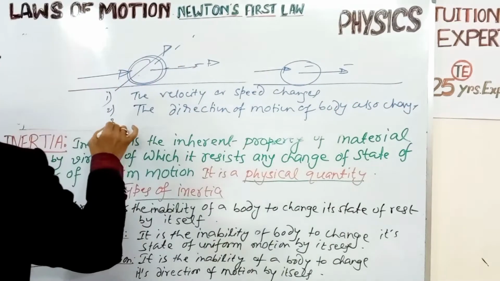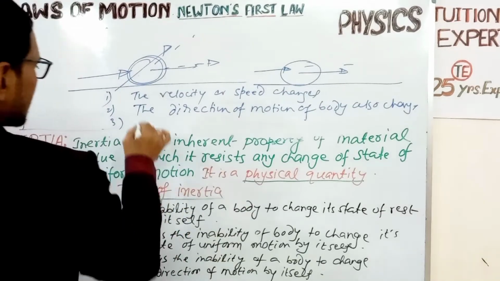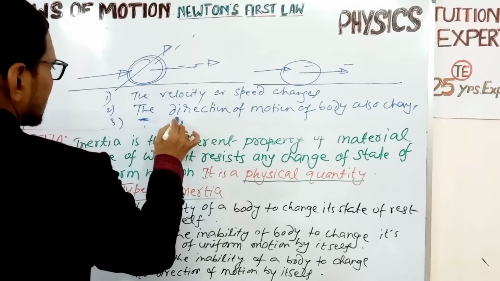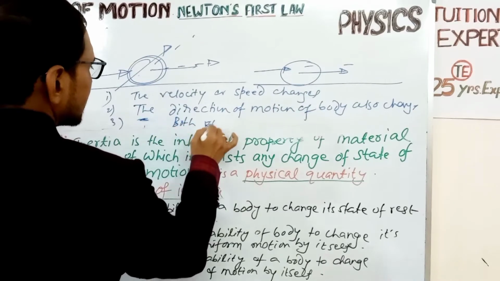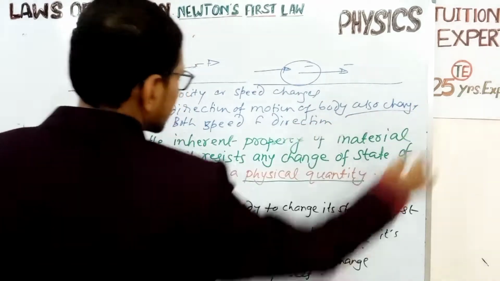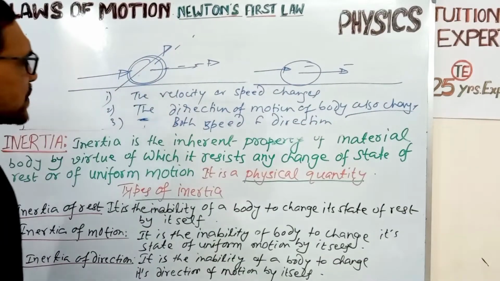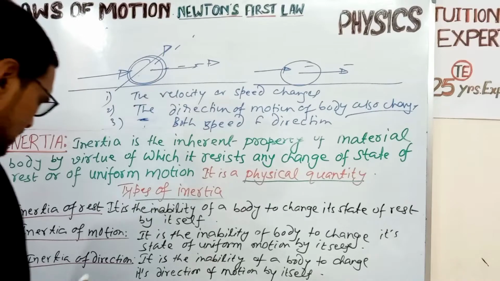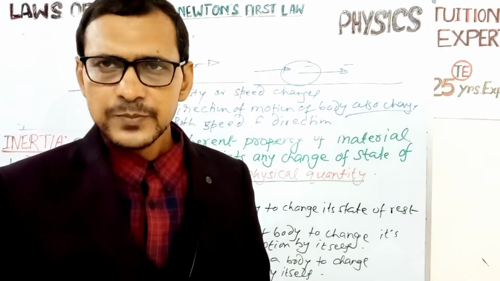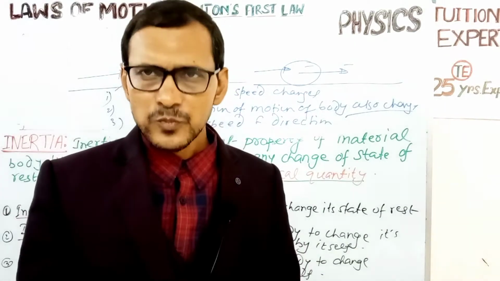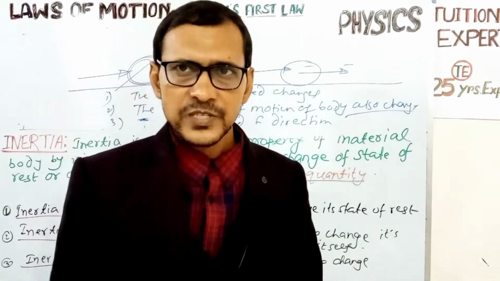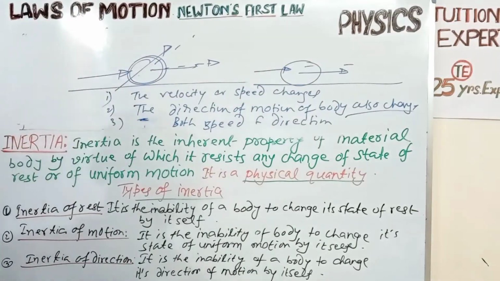And third, both speed and direction may change. So these are the effects of force on a body. That is, if a force is applied on a body, then its speed may change, its direction of motion may change, or both speed and direction may change.